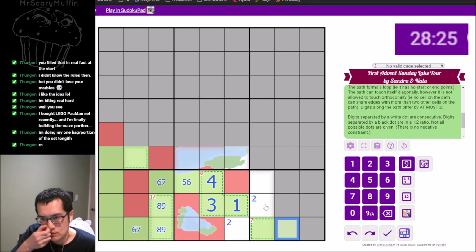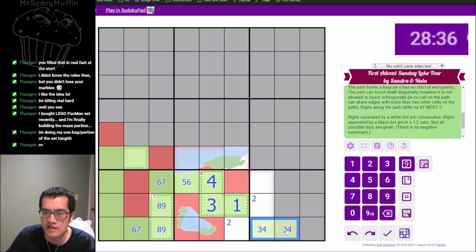If it connects to a 4, the 4 has to connect to a 2 for 1, 2, 4. So this has to be a 3, 4. 2 can still be in either of these squares to touch the 3, 4. So for some reason I thought the 2 had to be here. I don't recall now. In either case, this can be a 4 or a 5. But now we know this is a 5.